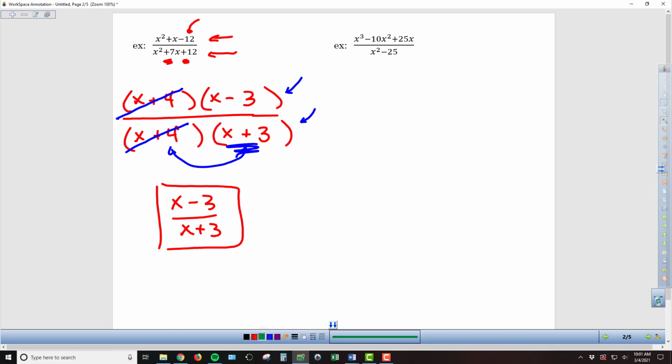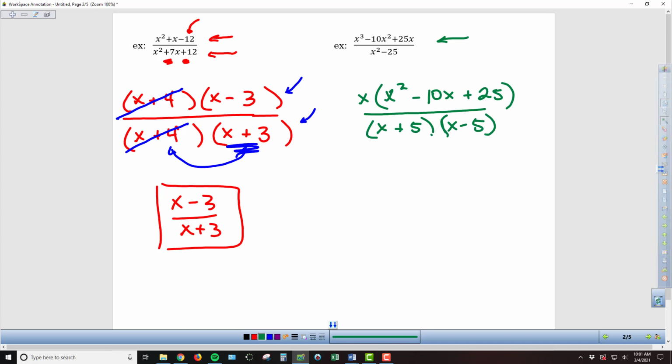For the last one, we've got the top that we're going to have to factor. Now I see it's x cubed and x squared and x. So before I start doing my reverse FOIL and break it into two sets of parentheses, I'm going to undistribute an x from the top. That leaves me with x squared minus 10x and then plus 25. Now on the bottom, hopefully we're recognizing that as that difference of squares that we saw in a previous example. So I'm going to break that up into x plus 5 times x minus 5.